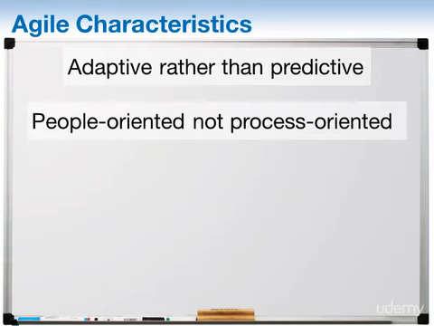Second, Agile is people-oriented rather than process-oriented. Agile places emphasis on the individual development of the project team members first, in order to make them as efficient and as productive as possible. Process is important, but it is secondary to the team.